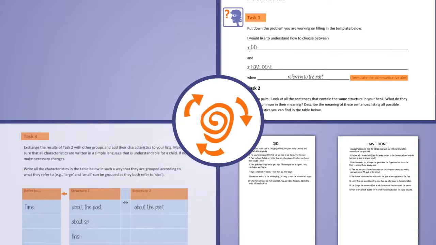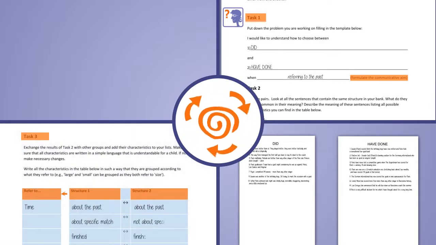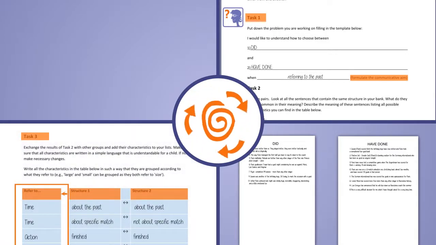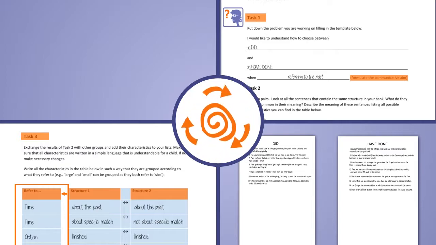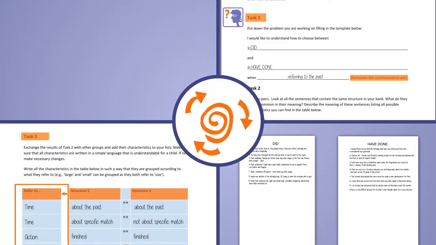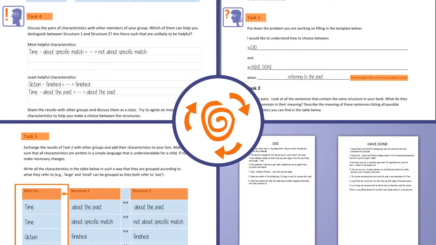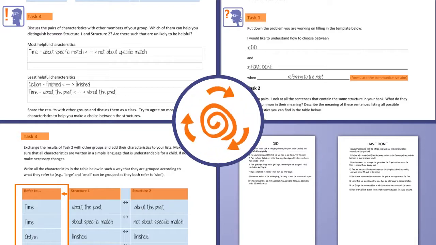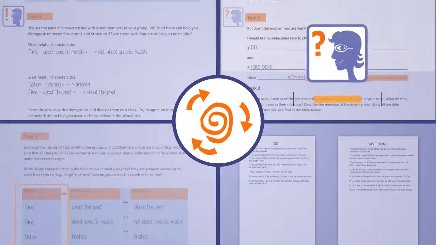The next step is to make the description more systematic through defining the parameters according to which the structures in question can be described. The parameters are necessary to be able to define the rule to distinguish between the structures. This will happen at the next stage. Finally, students choose more helpful features of the structures they are describing, such characteristics that help them to distinguish between the structures when making a choice.